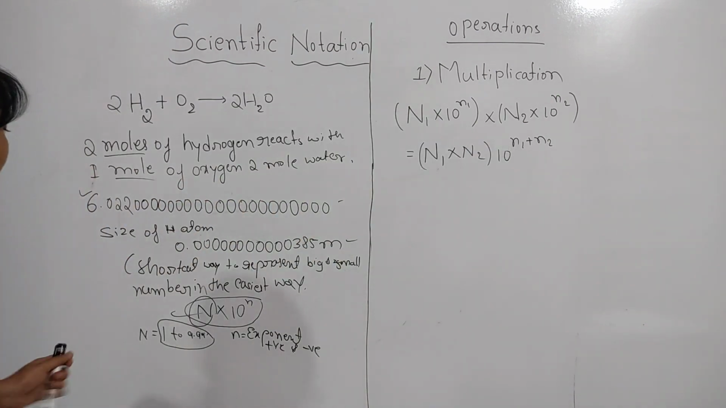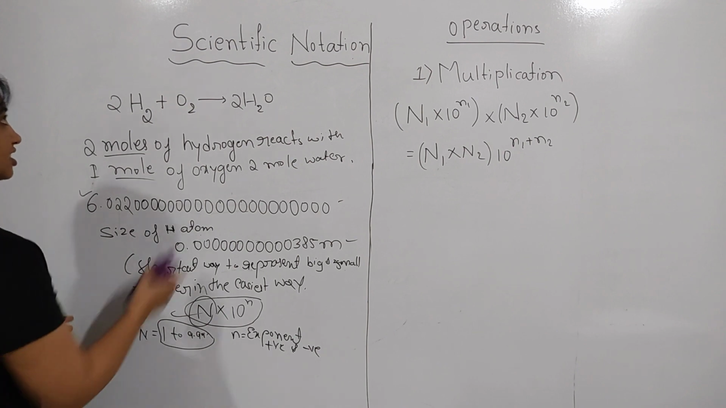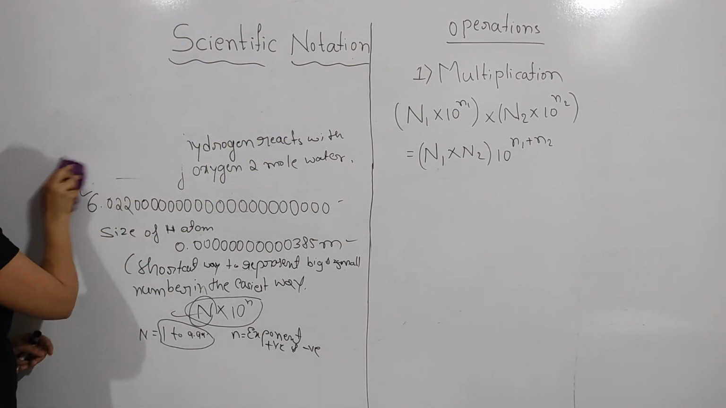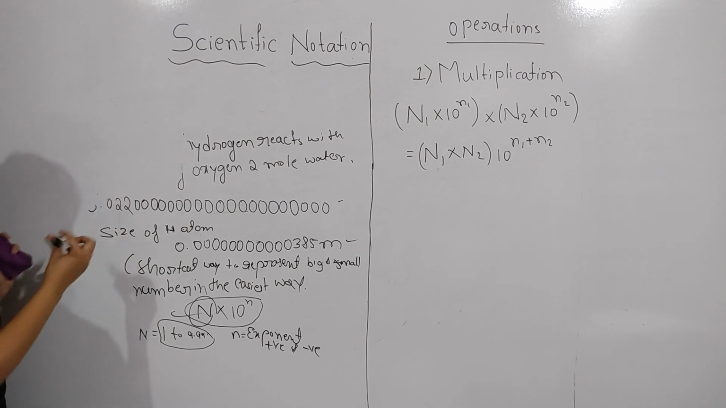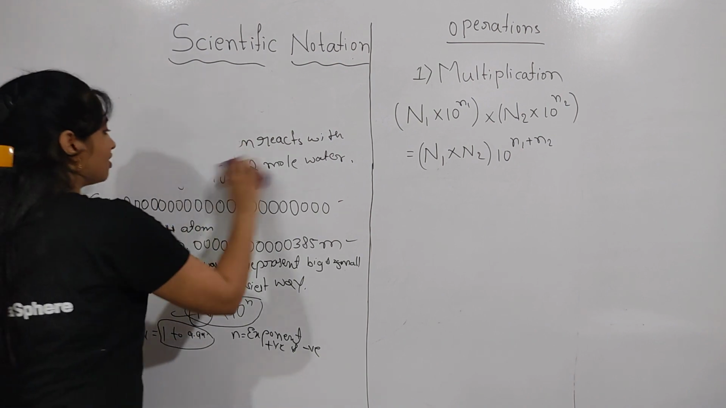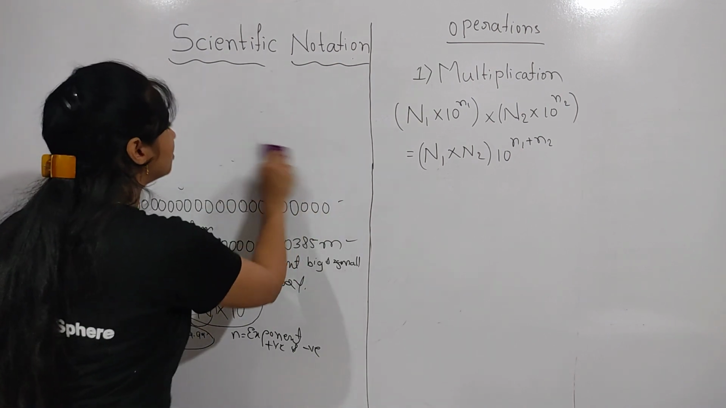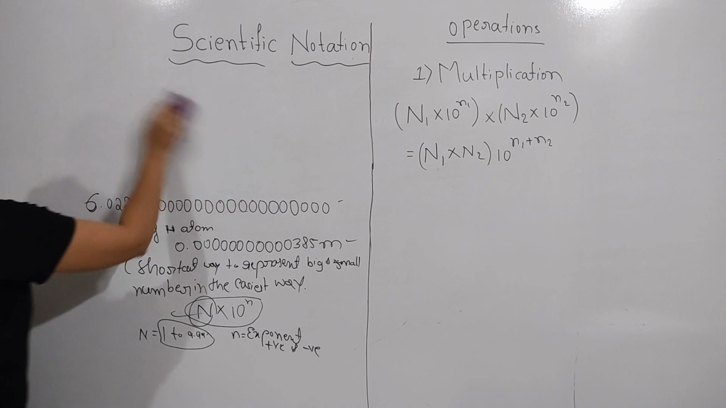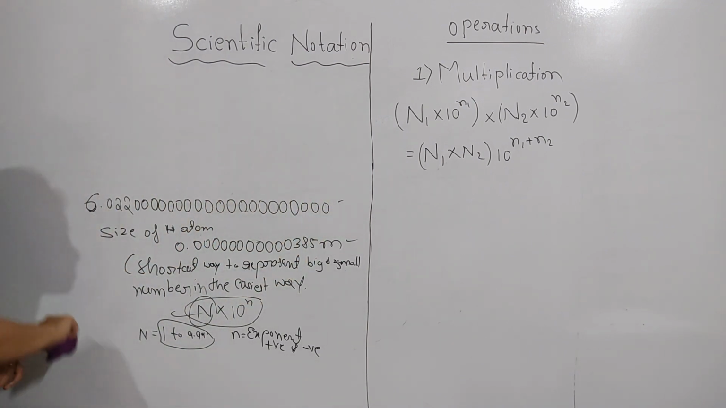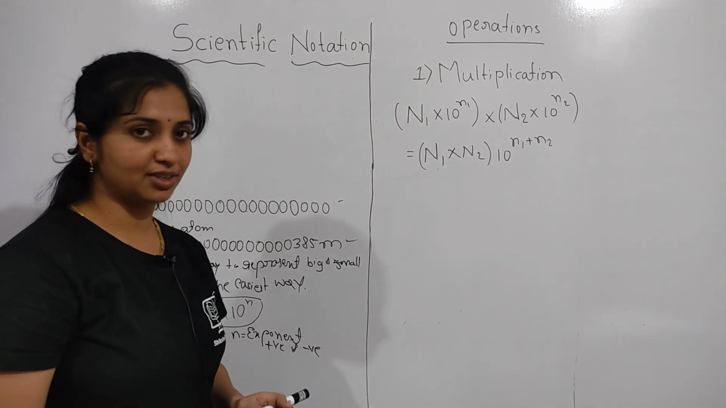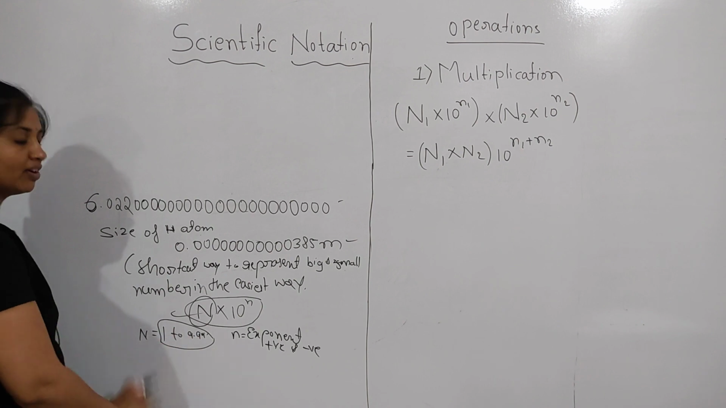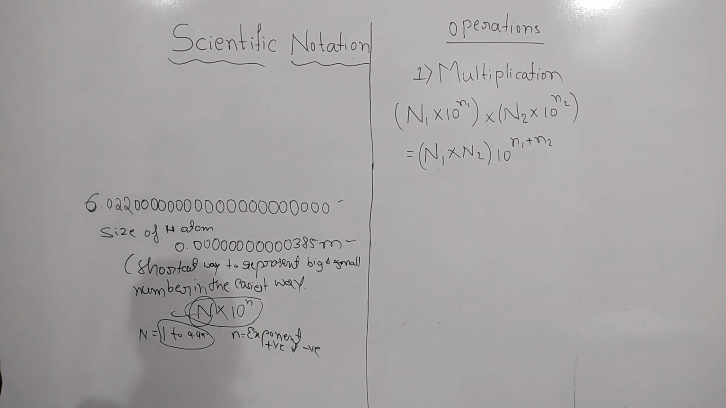I hope you got the meaning of scientific notation. What is the meaning of scientific notation here? It is the shortcut way to represent big numbers or small numbers in a simpler form, in the form of N into 10 raised to n. Small n is the exponent, which can have both negative and positive values, and capital N is the number between 1 and 9.999.